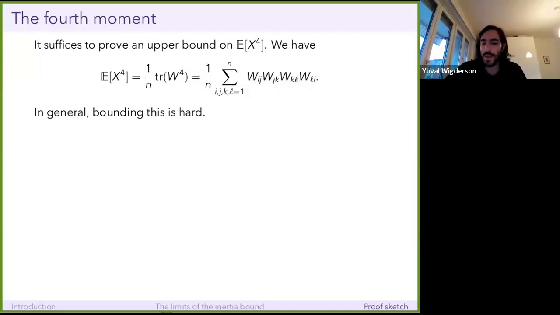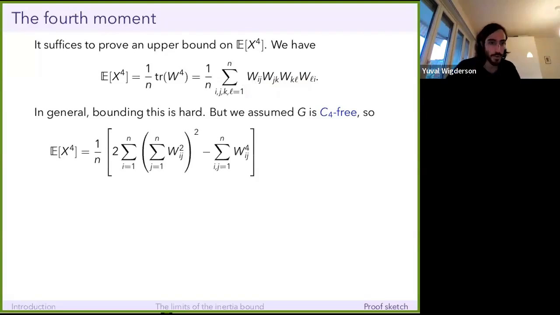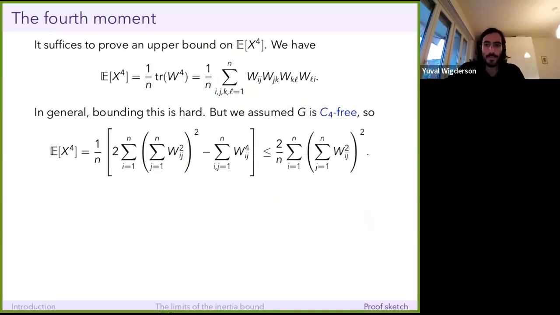But remember, we assumed that the graph is C4 free. And I think now it's kind of clear why this assumption is useful, because if the graph is C4 free, this corresponds to counting closed walks of length 4 in the graph. And if the graph is C4 free, then basically a ton of these terms are 0. So you can believe me. All the terms where i, j, k, l are all distinct go away because the graph has no C4s. And you can believe me that what's left is this. It's some not too hard computation, and it's at most this quantity.